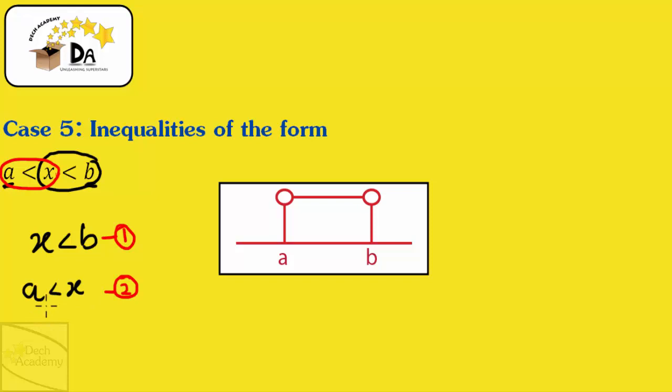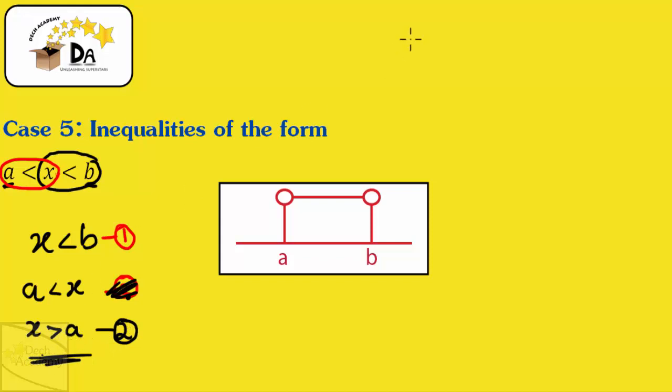a is less than x is the same thing as x is greater than a. If I swap the positions of x and a and reverse the inequality symbol, I get x is greater than a. So in fact, this is actually 2. So let's even ignore this. The first inequality is x is less than b. The second inequality, which is a is less than x, which I've converted to x is greater than a, is the other inequality.